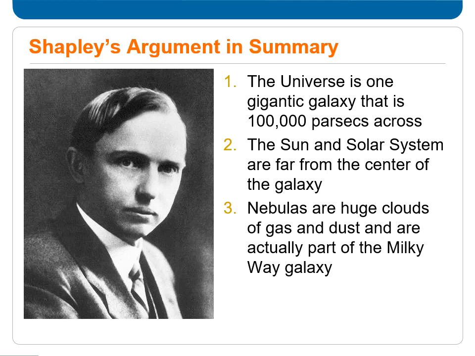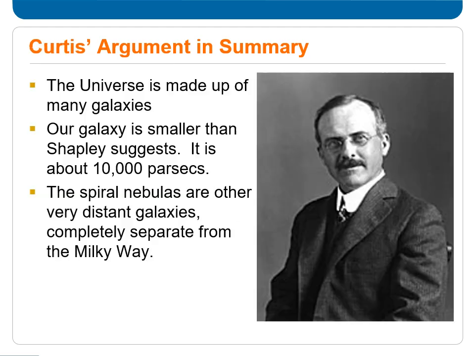Nebulas are huge clouds of gas and dust and are actually part of the Milky Way galaxy. In summary, Curtis' research at Allegheny Observatory led him to argue that the universe is made up of many galaxies. Our galaxy is smaller than Shapley suggests. It is about 10,000 parsecs. The spiral nebulas are other very distant galaxies, completely separate from the Milky Way.